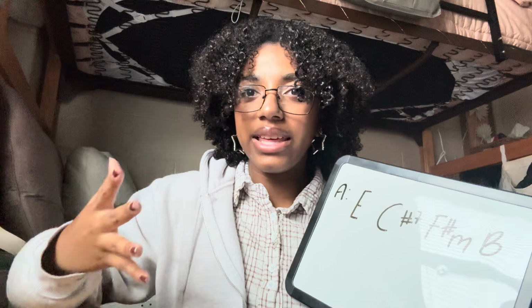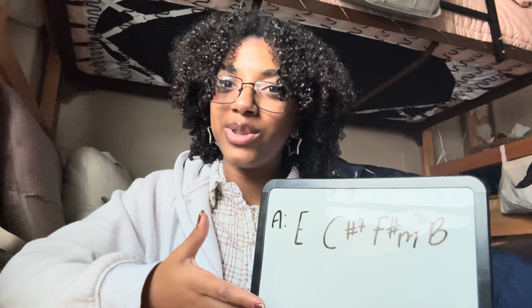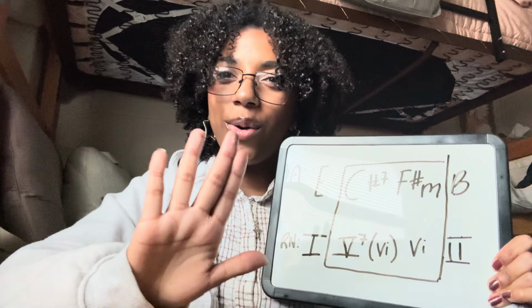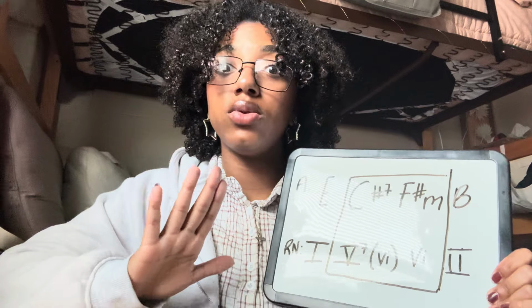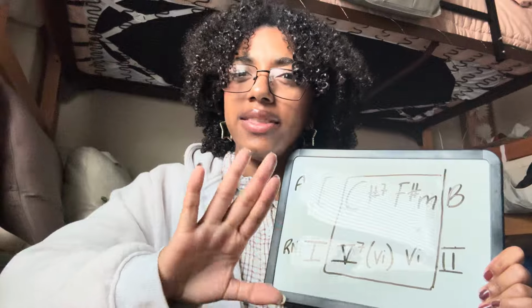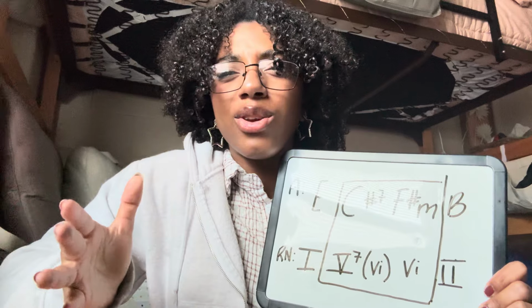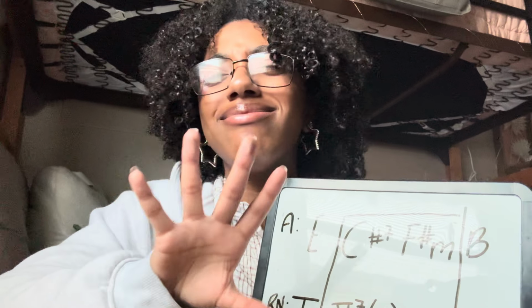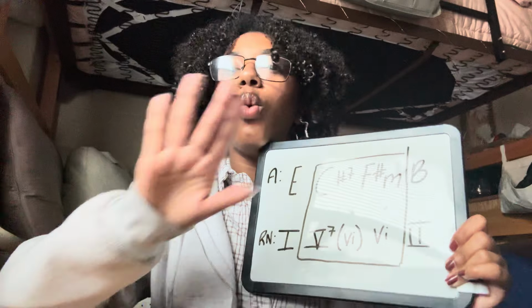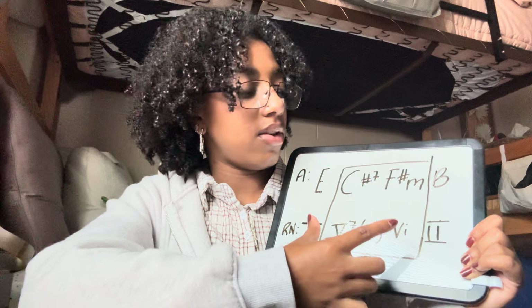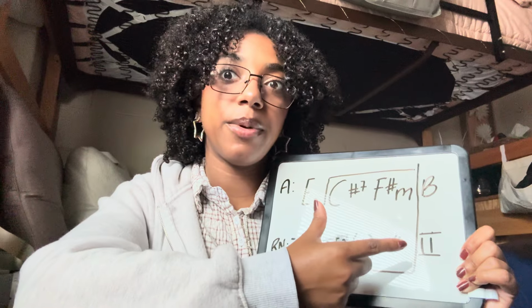And if it's still not really clicking to you, I'm going to write it in Roman numerals so that we can see how it would be written out. Okay, for the sake of this video not being too complicated, we're going to ignore the fact that the B is also major in this key. Technically, it's also another secondary dominant, but we're not going to worry about that. Let's focus on the C sharp 7 to F sharp minor.